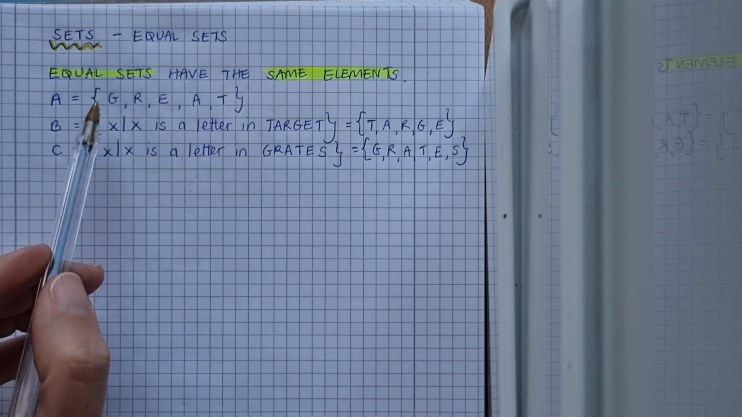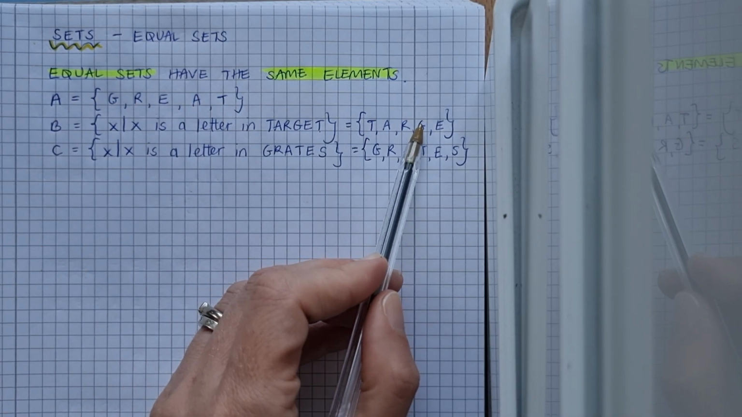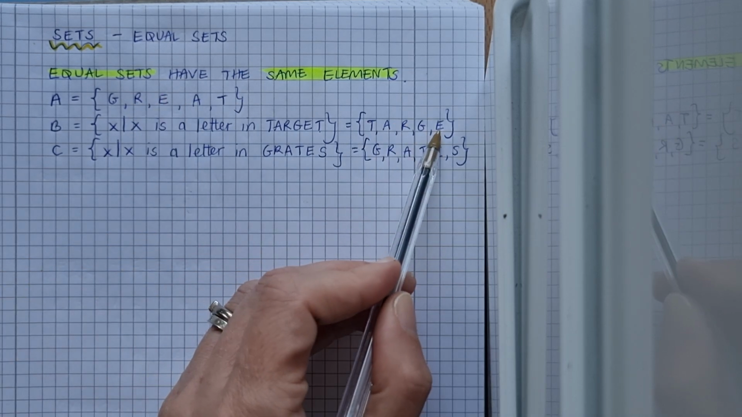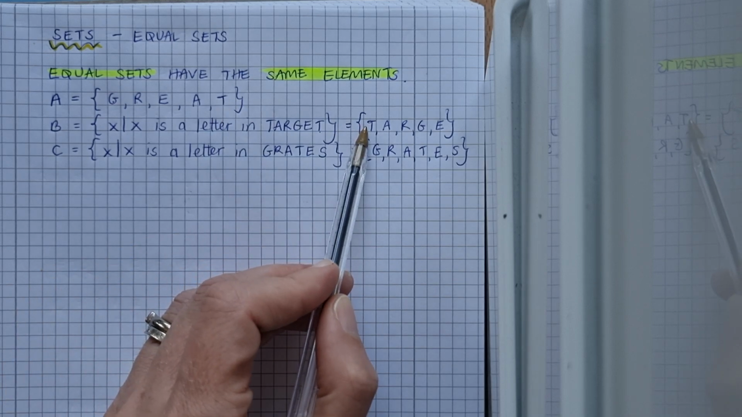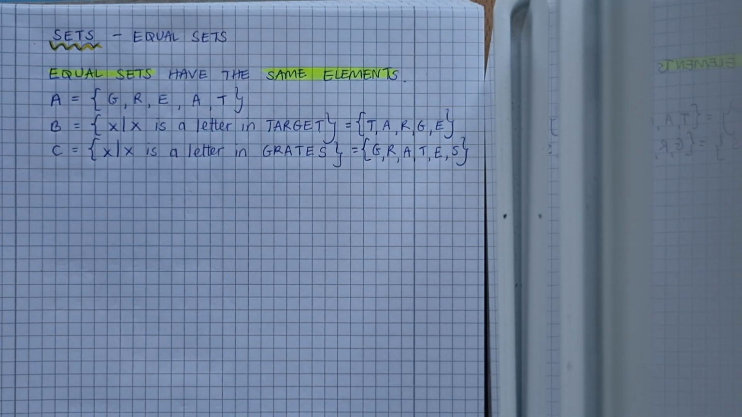So let's have a look at A and B. Well, A has G, so does B. A has R, so does B. E is in both, A is in both, and T is in both. So everything in A is in B, and vice versa. That means A and B have the same elements.